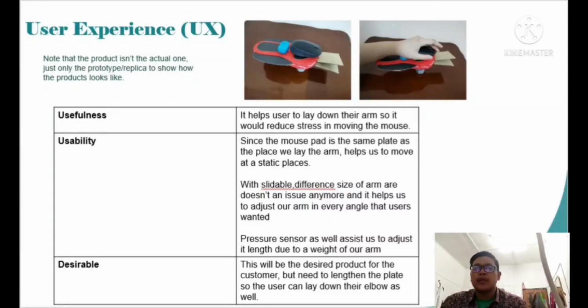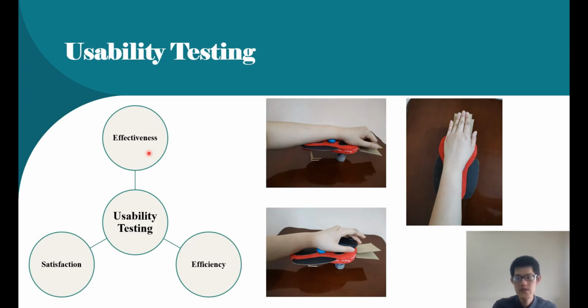So it's going to be comfortable not only for our arm and wrist, but also our elbow, the heavy part, which can reduce our stress to move the mouse when doing the work. There are three metrics which are used for usability testing, which are effectiveness, efficiency, and satisfaction. The user behavior is observed during the usability testing, which involves supporting the arm on the armrest pad, clicking the mouse, moving the mouse pointer, and holding the mouse.